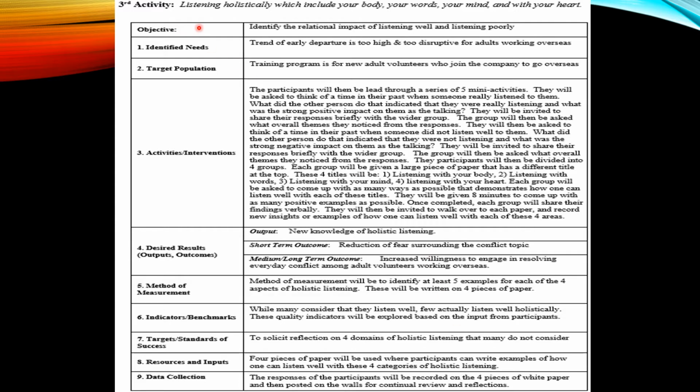Activity number 3 is identify the relational impact of listening well and listening poorly. This is all about listening holistically. And some method here. The measurement will be to identify at least 5 examples of the 4 different aspects of holistic listening. These will be written on 4 pieces of paper. So listening with your body, listening with your words, listening with your mind, and listening with your heart. This is exploring holistic listening for activity number 3.